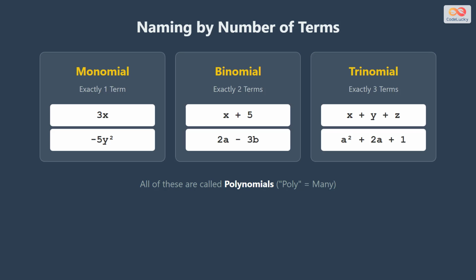Mathematicians have special names for expressions based on how many terms they have. One term is a monomial. Two terms make a binomial. Three terms make a trinomial. Anything with many terms is generally called a polynomial.